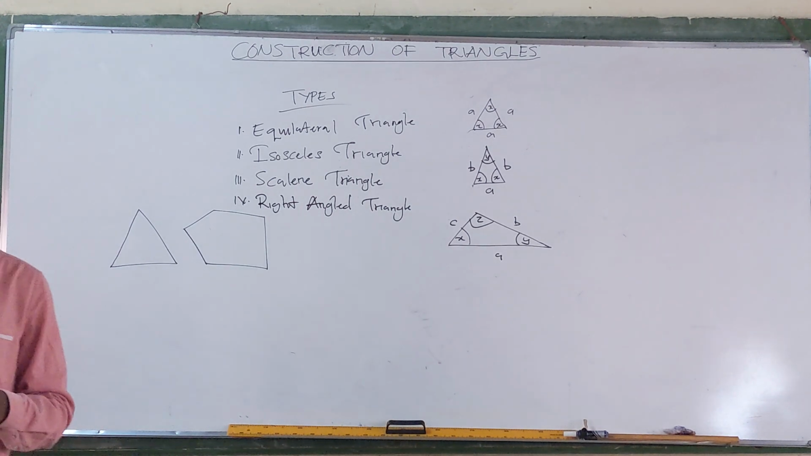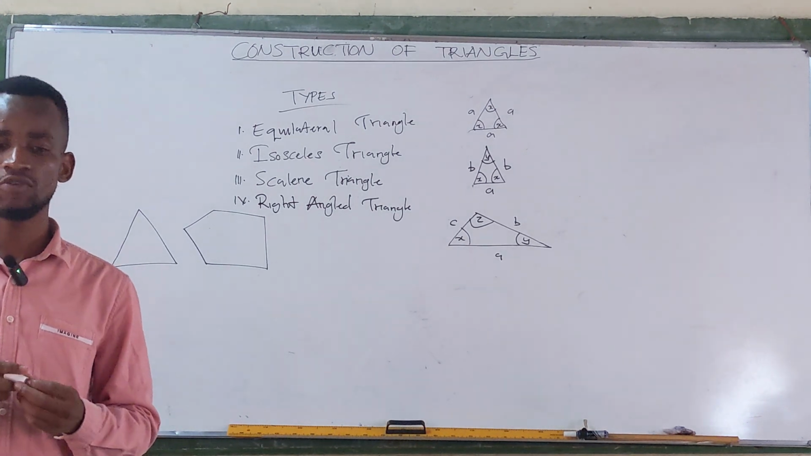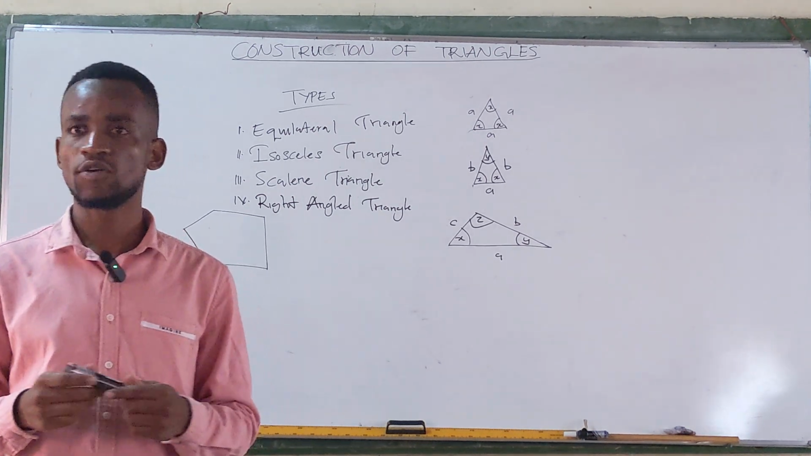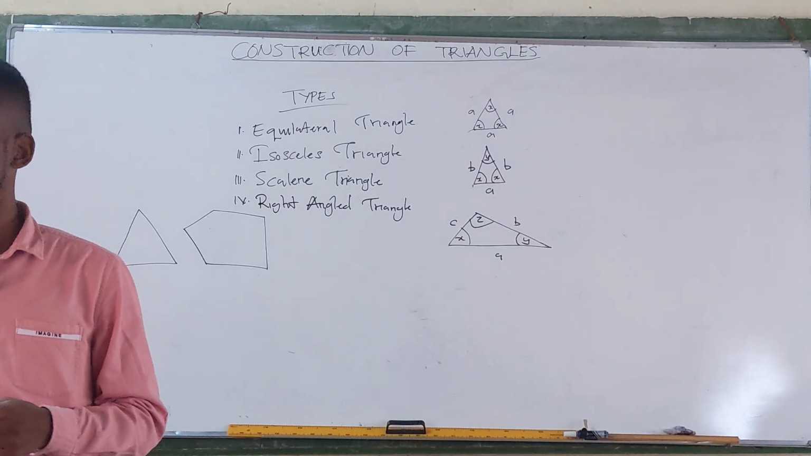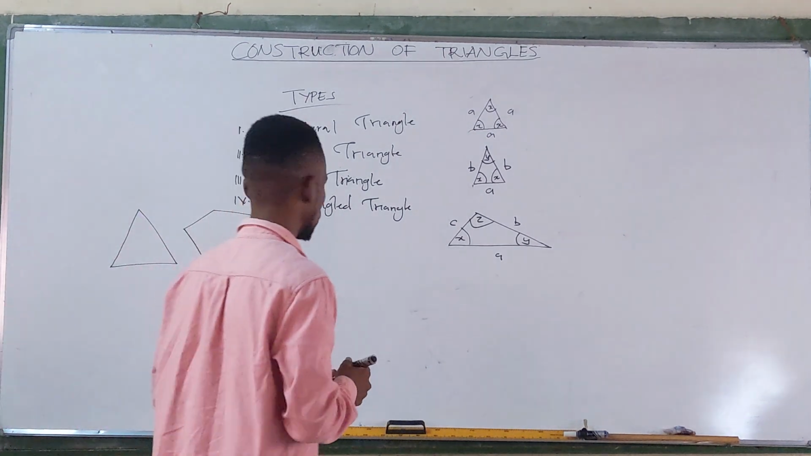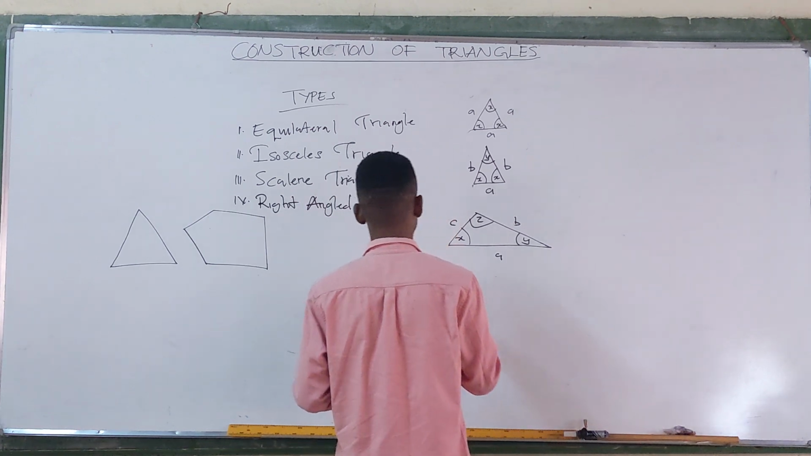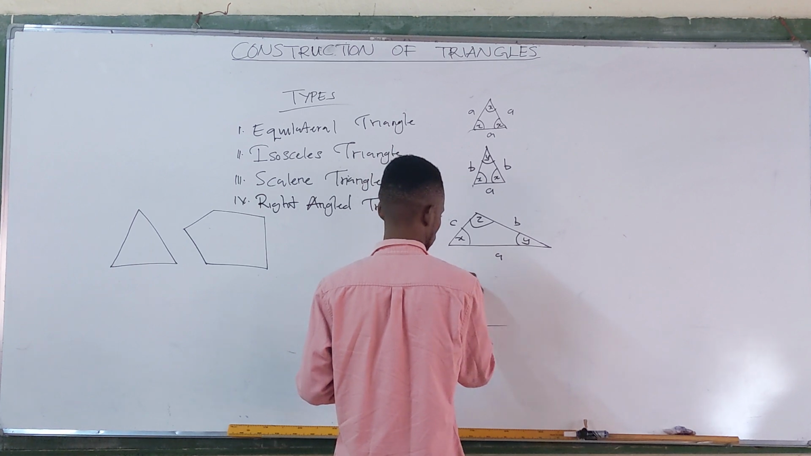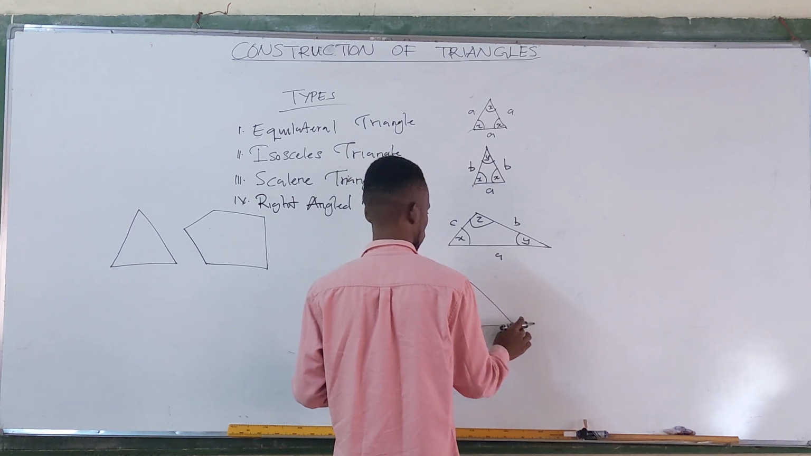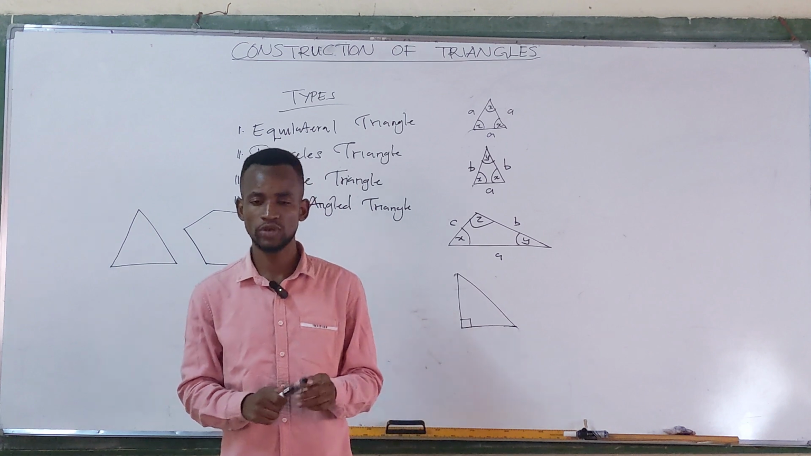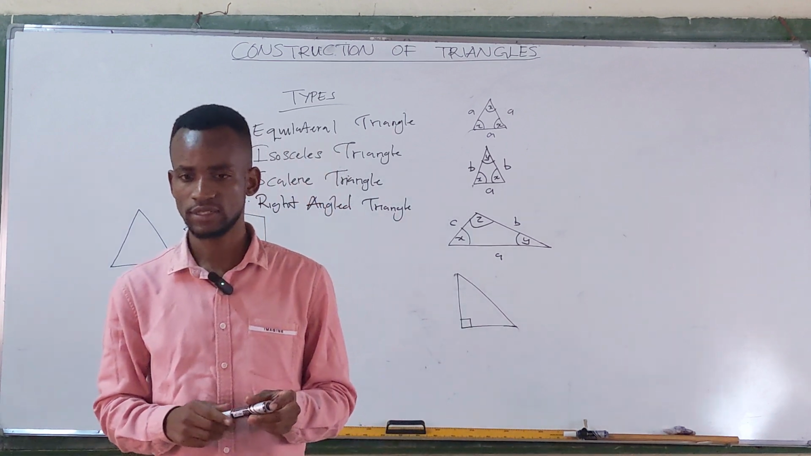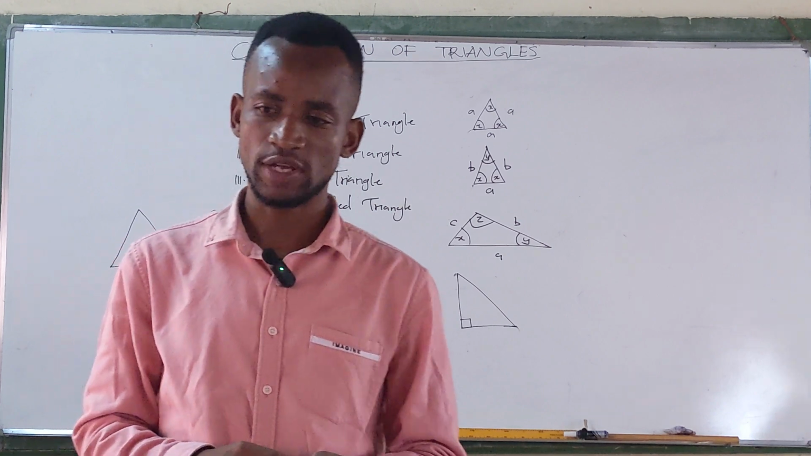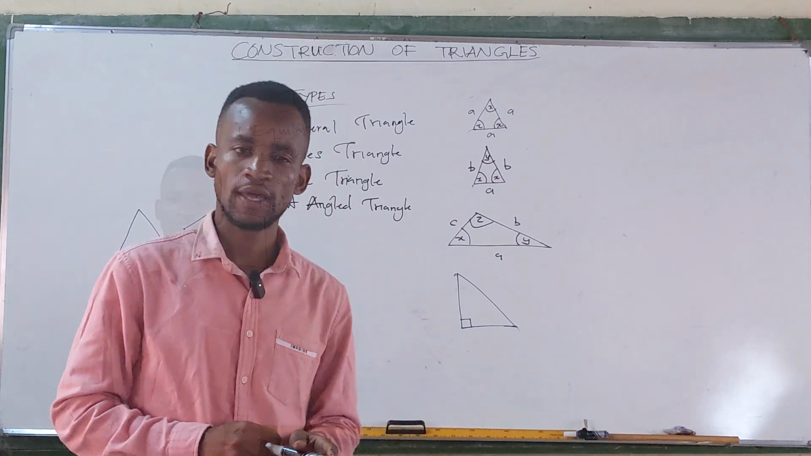The fourth one is a right-angled triangle. A right-angled triangle is a type of triangle with two sides that meet at an angle of 90 degrees, or at right angle. So a right-angled triangle looks like this. If one of the three angles is 90 degrees, then that's a right-angled triangle.